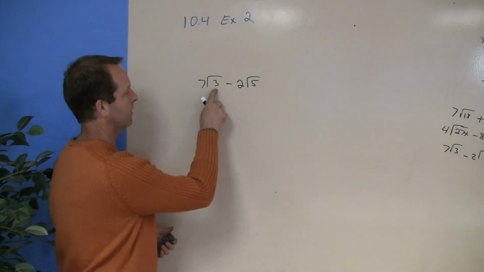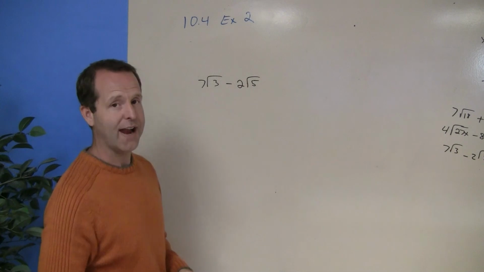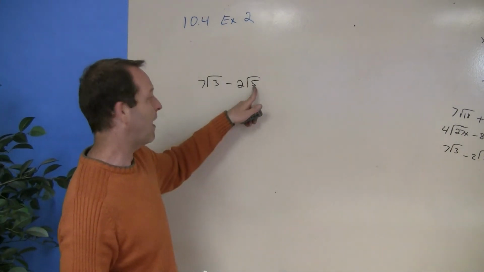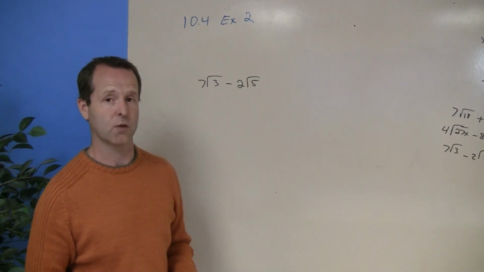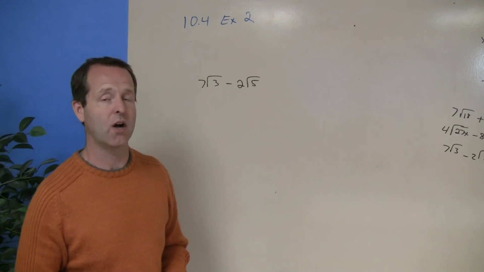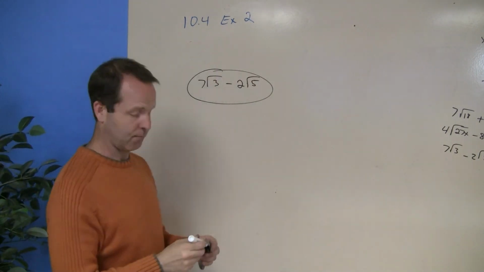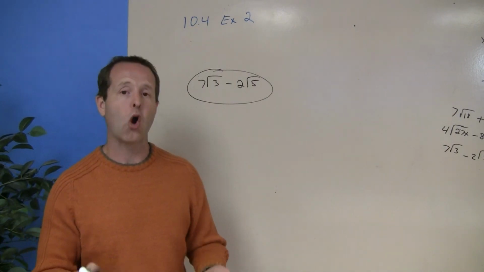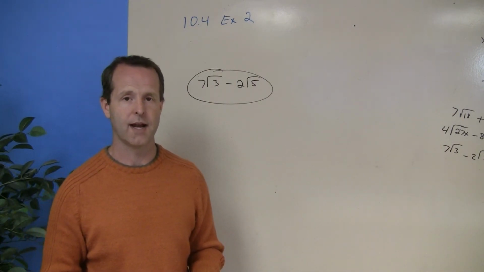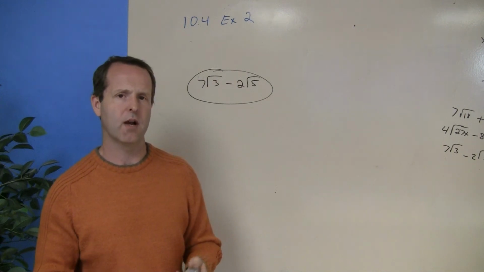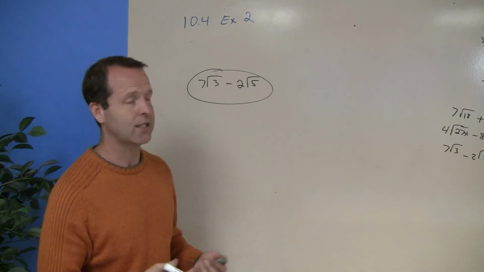But 3 doesn't have any factors that are perfect squares, and 5 doesn't have any factors that are perfect squares. I can't change these at all. They're done. So my final answer was actually the problem I started with. It was already reduced. It was already simplified. I hope you were able to pick up a little bit on those differences as we did those last 3 examples.